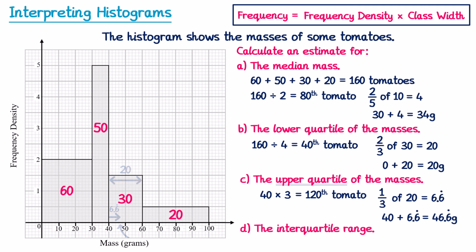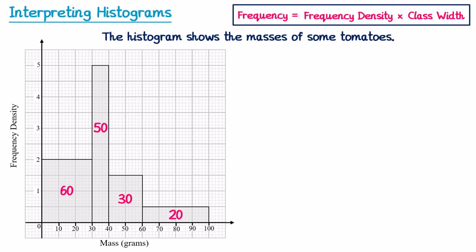And to complete this question, we need to work out the interquartile range. To do this, we need to do the upper quartile, subtract the lower quartile, and we actually know both of these values since we've worked them out in the previous parts. The lower quartile is 20 grams, and the upper quartile is 46.6 recurring, so we're just going to do 46.6 recurring subtract 20, which is 26.6 recurring.